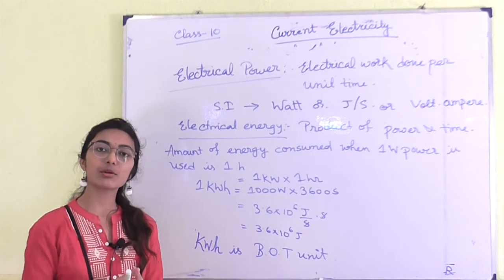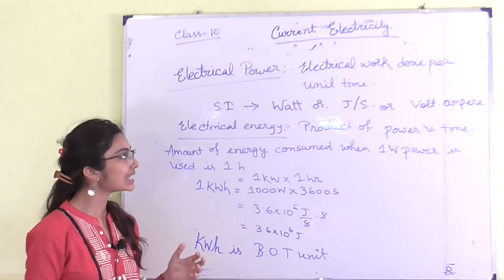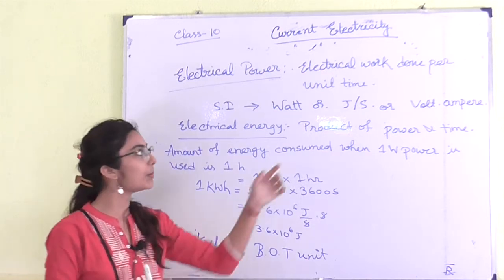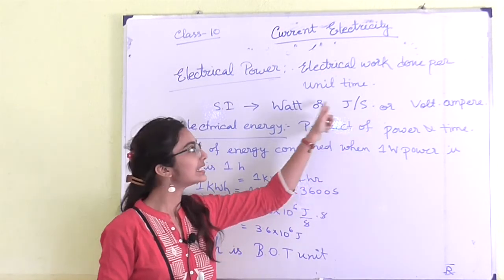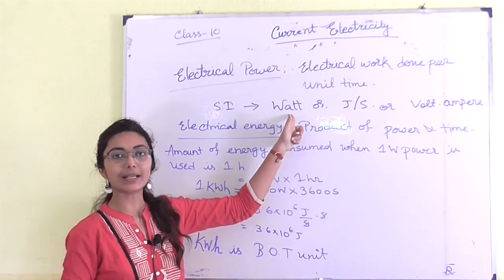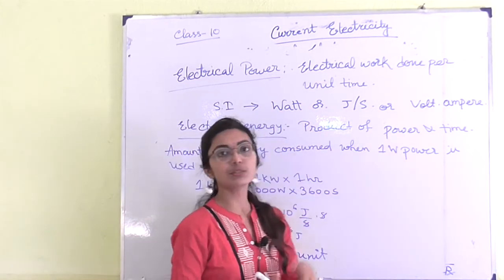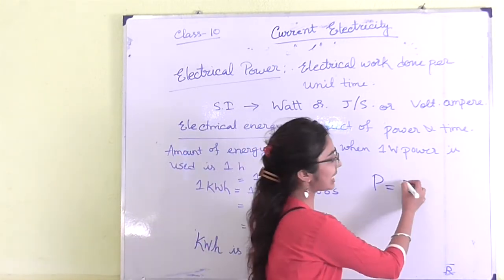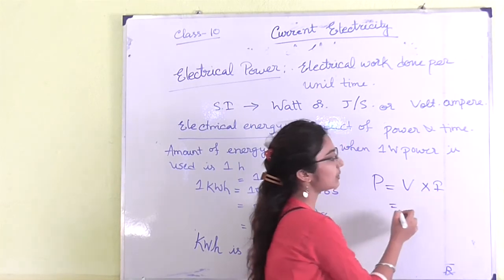Okay. So as we have discussed, electrical power is basically electrical work done per unit time. And what is the SI unit? This is another new quantity. So SI unit of work done is joule, so the unit is joule per unit time. So joule per second is one SI unit, and it is also known as watt. Joule per second is basically watt. And another unit is volt ampere, because very soon we have discussed that P is equal to nothing but VI.